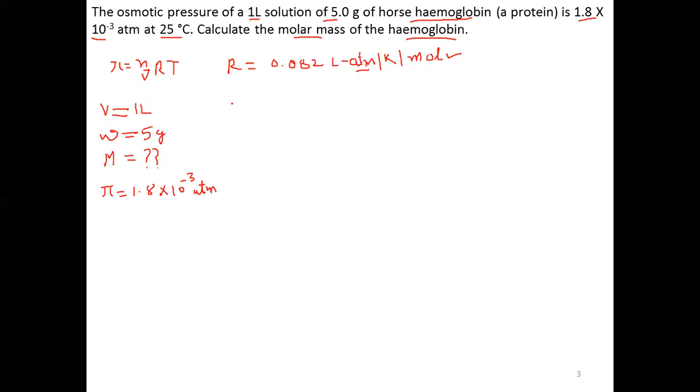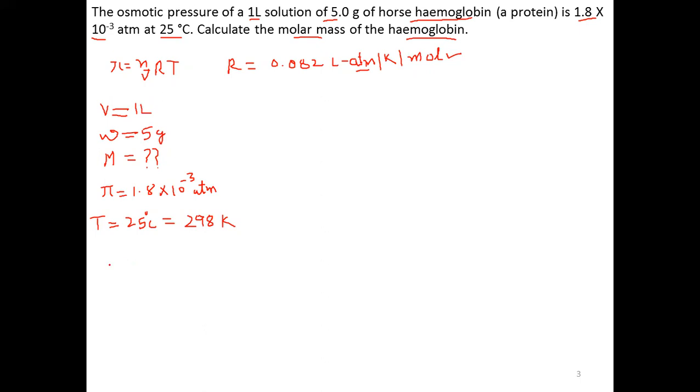And what else we are given? We are given temperature. Now temperature is given in degree Celsius, so we have to convert it into Kelvin. So we can easily convert by adding 273. If we add 273, it will become 298 Kelvin. So this is the temperature. Rest is the same. We just have to put the values. Now let us put the values.